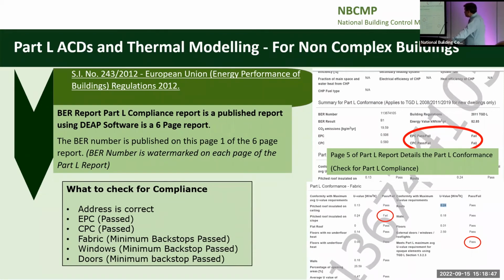1323. So really what you want to check there is the address is correct, DPC, CPC, fabric, windows, doors. And you can look up the Y value, which is actually on page 4. It's not part of the Part L conformance checks.